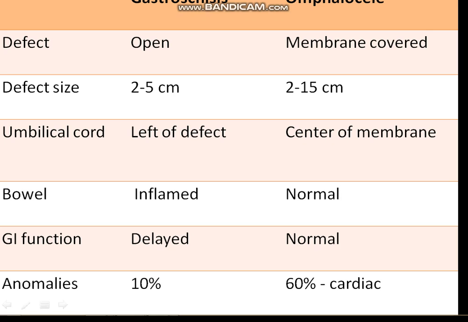Gastroschisis, since it is exposed to the amniotic fluid, the bowel will be inflamed. അവിടെ സാക്കിൻ്റെ ഉള്ളിലായതുകൊണ്ട് ഓംഫലോസീലിൽ it is normal. The GI function is delayed in gastroschisis while it is normal in omphalocele. There are 10% chances for anomalies in gastroschisis. Congenital anomalies rare ആണ് gastroschisis. That means it contains only 10% chances, while in omphalocele the chances are higher, which is 60%. Usually the associated anomaly is a cardiac anomaly.